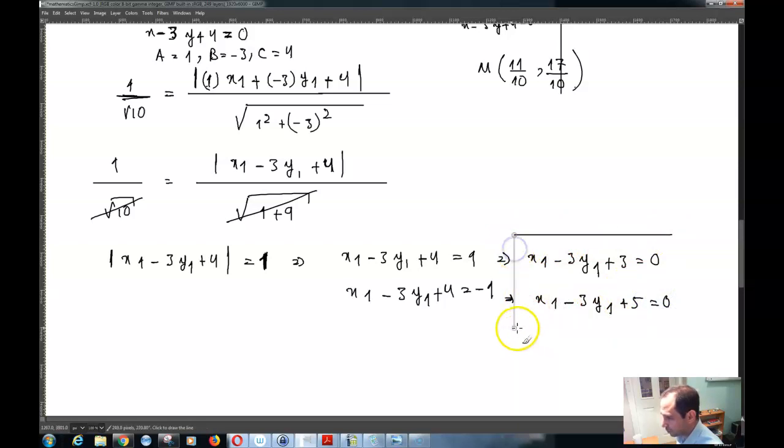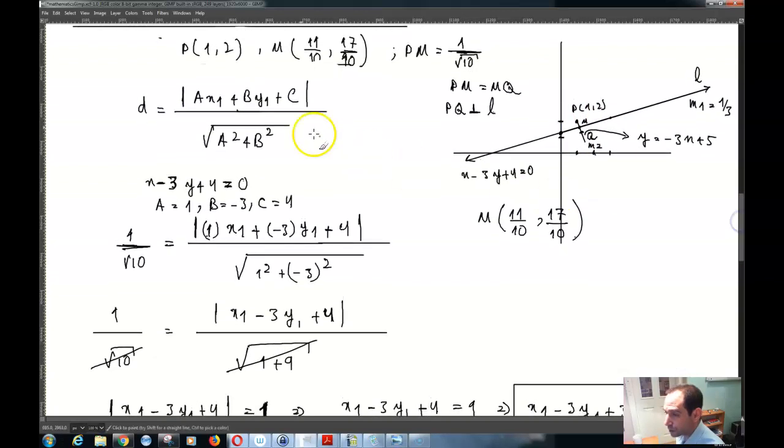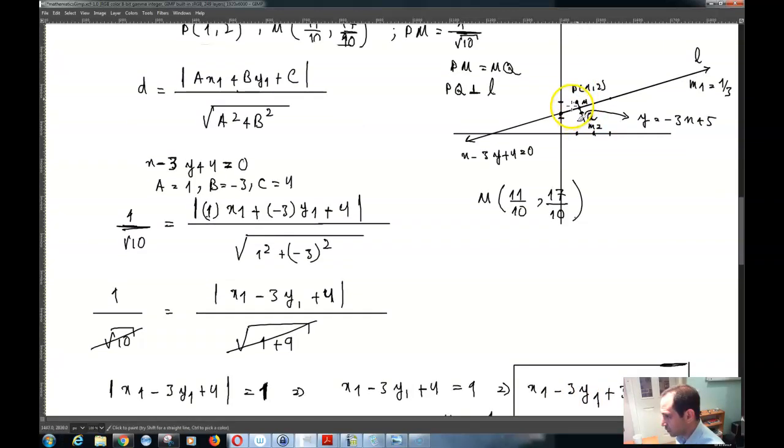As I mentioned before, these are two different equations, and of course it's going to give you 2 points. It gives you some point on this side of the line, and some point on the other side of the line, because this formula gives you the perpendicular distance of some point from some line. If you give it the distance, then of course it gives you two sets of x1 and y1, because there are two possibilities: either the point is on this side of the line or on the other side of the line.